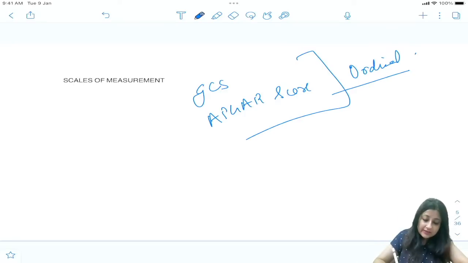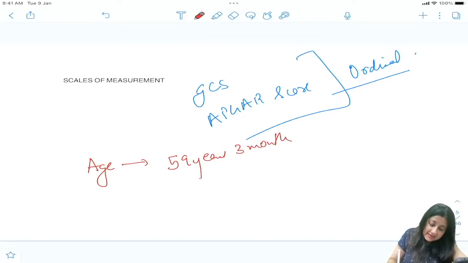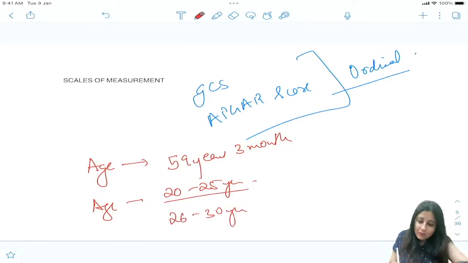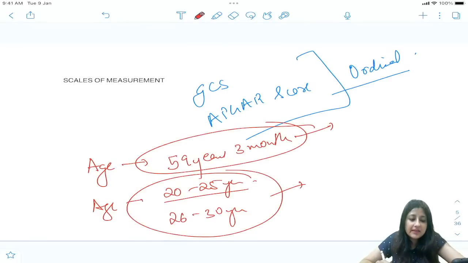Now I'll ask you a question. Tell me if you can give me the correct answer. If I say age 59 years 3 months, and if I ask you age 20 to 25 years, 26 to 30 years, which type of variable is the first age and the second age? Who will tell? Which type of variable is the first age and which type of variable is the second age?